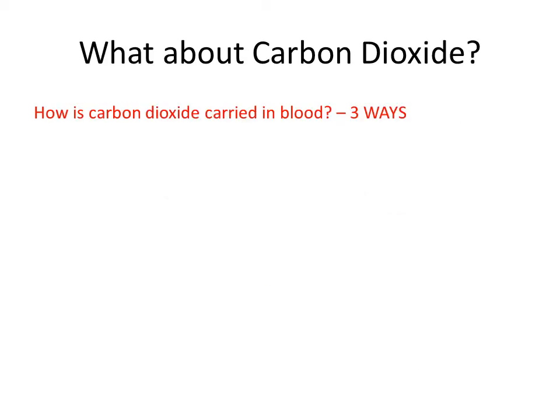But what about carbon dioxide? So, how is carbon dioxide carried in the blood? There are three ways. First, carbon dioxide can combine with water to form carbonic acid. Carbonic acid can be carried in the plasma.